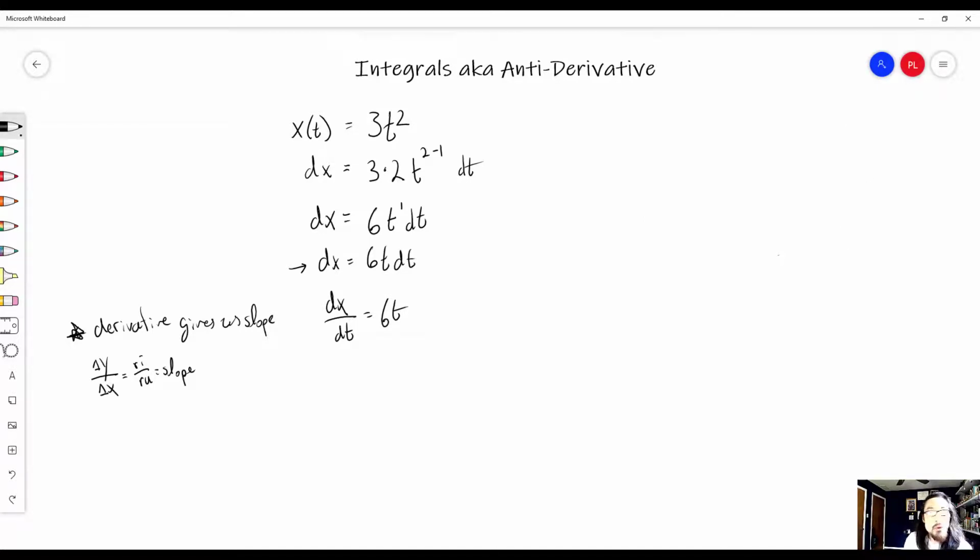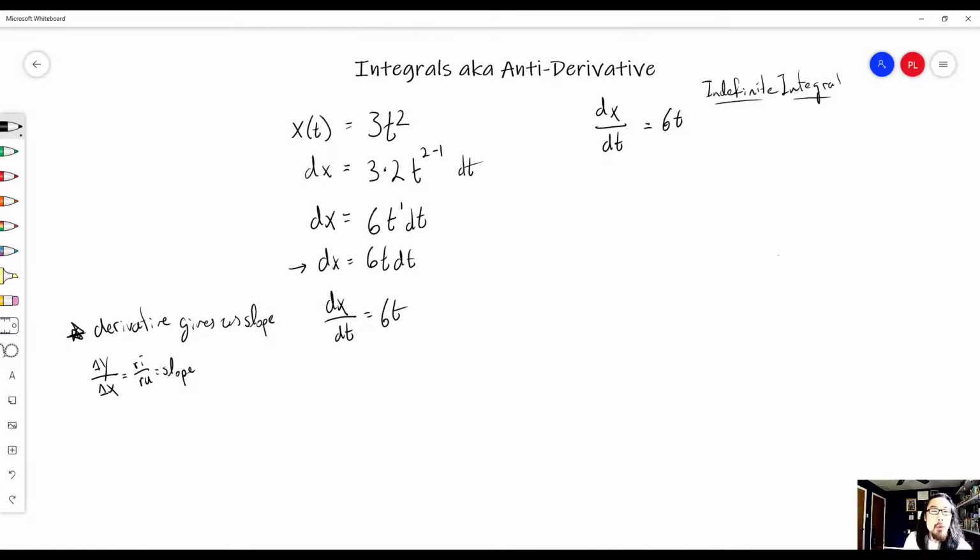All right, so in order to take the integral, you're going to be given a function. We're going to start off with the function that we found, which is dx/dt equal to 6t. If the problem says find the integral for this function, what we're about to find is called an indefinite integral. I'll explain what that means in a little bit when we go into definite integrals.